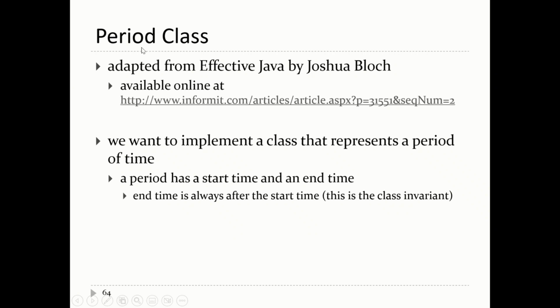Okay, so we need an example of a class that has some invariants. I'm going to use an example that comes from the Effective Java book. It's a Period class. It represents a period of time, something like a time slot on your class schedule. Every period of time has a start time and an end time. So what's the invariant here? Well, the end time always comes after the start time. In our case, we're always going to make sure it's strictly after the start time. And so that becomes your class invariant.